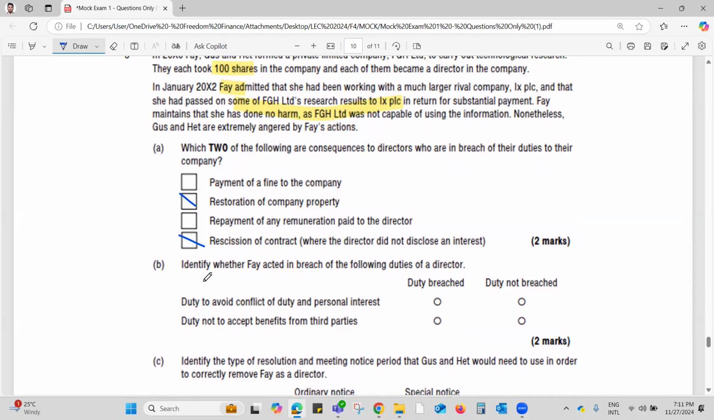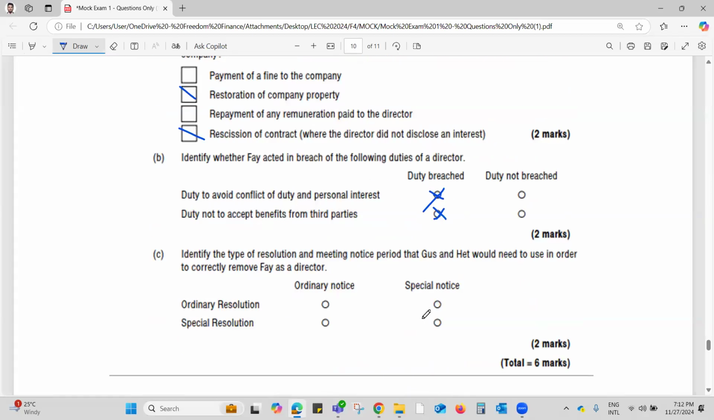So they're asking about F's admission to work with a much larger company, to work with a competitor. Is it a breach or not a breach of duty? It is a breach, right? So it's a breach. The next one, the duty not to accept benefits from third parties. You are receiving a substantial payment from a third party, so you have already breached that. So on these two occasions you are breaching the duties. Then identify the resolution and the meeting notice that G and H need to use in order to correctly remove F as a director.